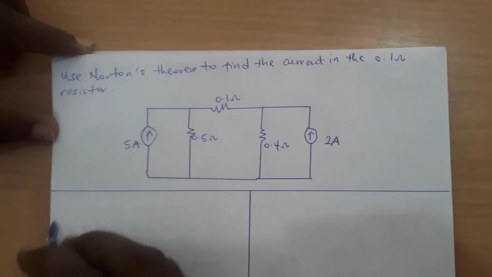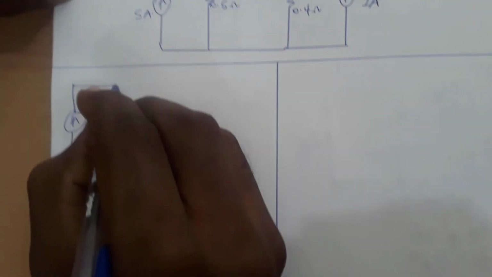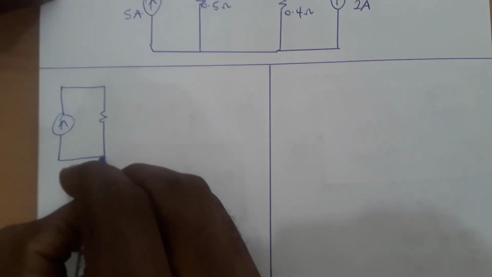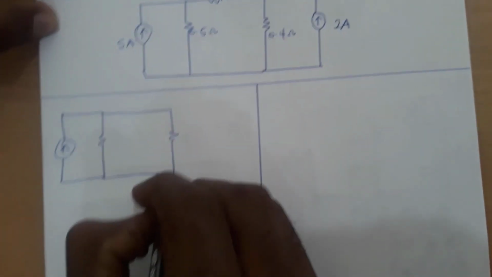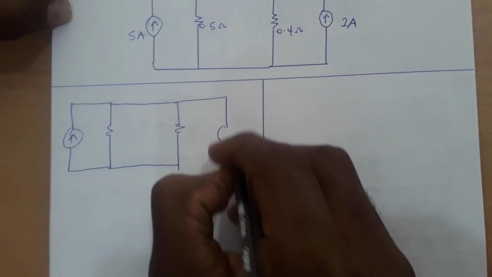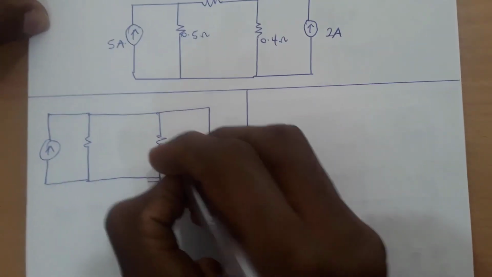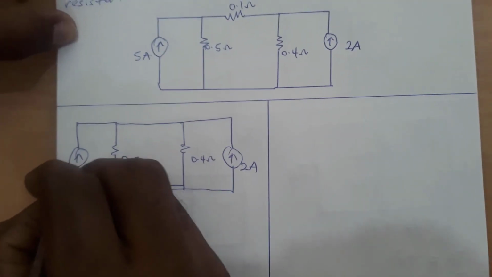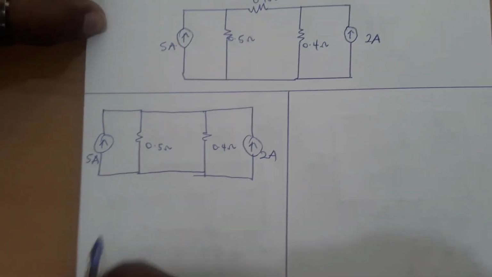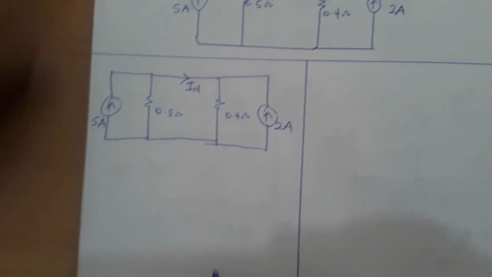So your new circuit will look like this. We will short that side and the rest will be intact. So here is 2 amperes, 0.4 ohm, 0.5 ohm, here is 5 amperes, and we find the short circuit current, that is IN here.